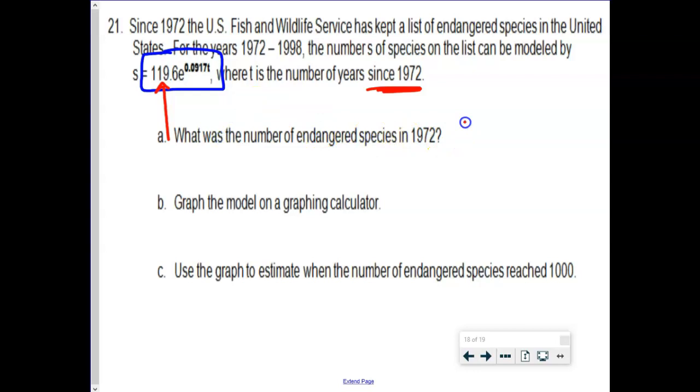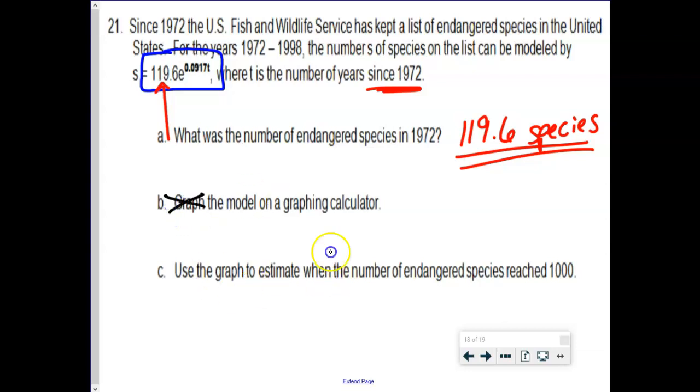That's the starting value. So all day today, kids were kind of like, I don't understand this. Like, how do you have 119.6 species? And the idea is it's a model, so it's meant to fit the data, and we all know that's not going to be a perfect fit. So there we go. We are not going to graph it. We're going to look at our table. Forget that. But we do need to get this typed in our calculator and figure out what year did your endangered species list hit 1,000.